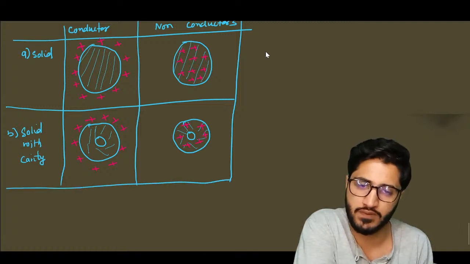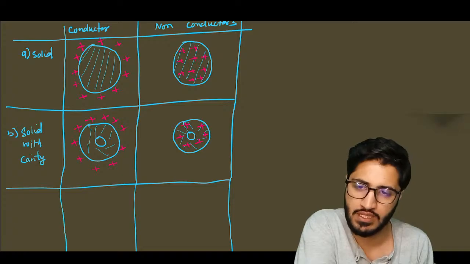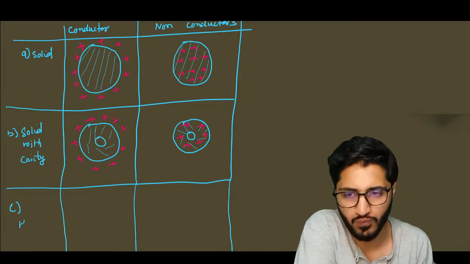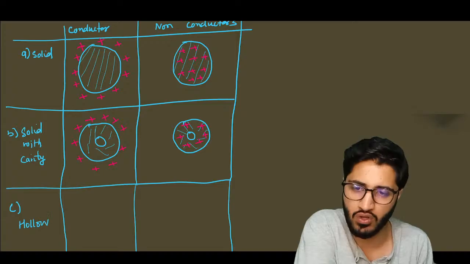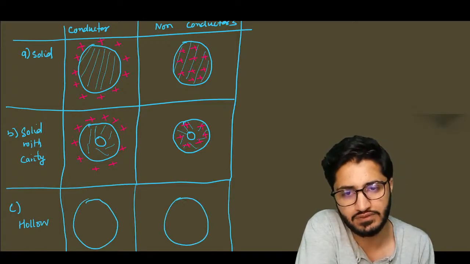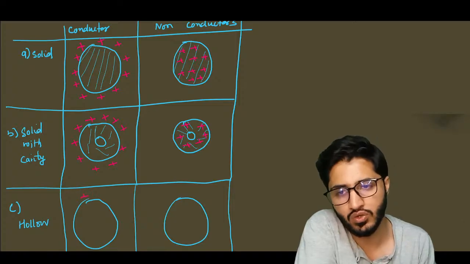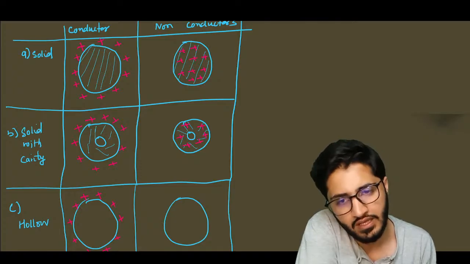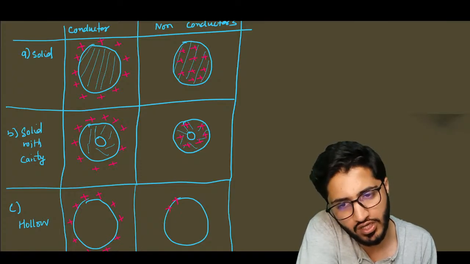Now the third one. Third one is the C part. We have hollow, so no mass present, just like a ring. So look, in case of conductors, same. Charge will be on the outer surface. Here also, because the material is not present inside, charge will be like this.